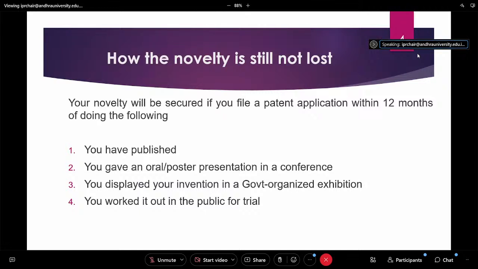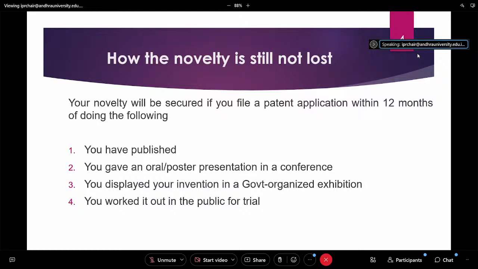In India, there are some circumstances where you have to prove that it was published without your consent. Some chaotic situations may happen, but still this is a point that a 12 months window is available for you. Next, you give an oral or poster presentation in a conference.